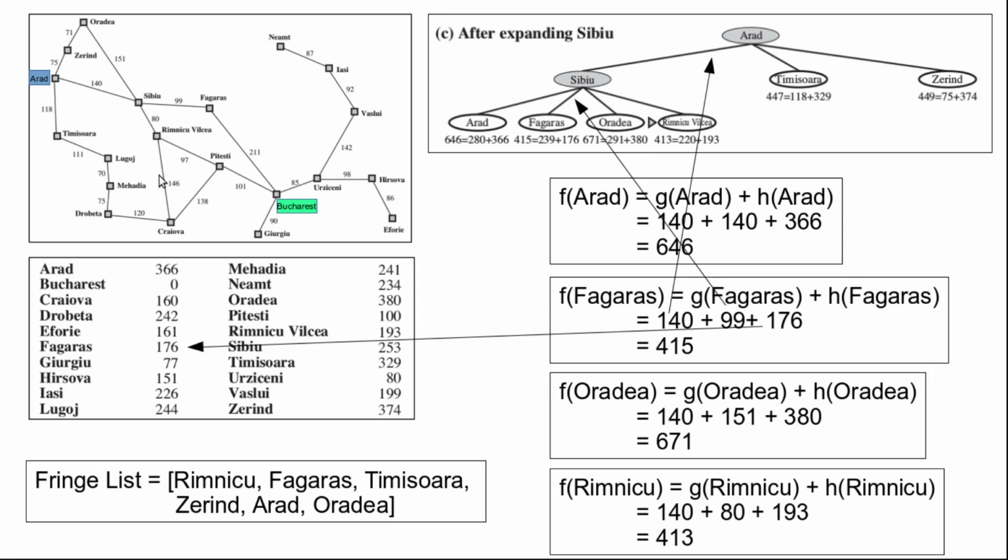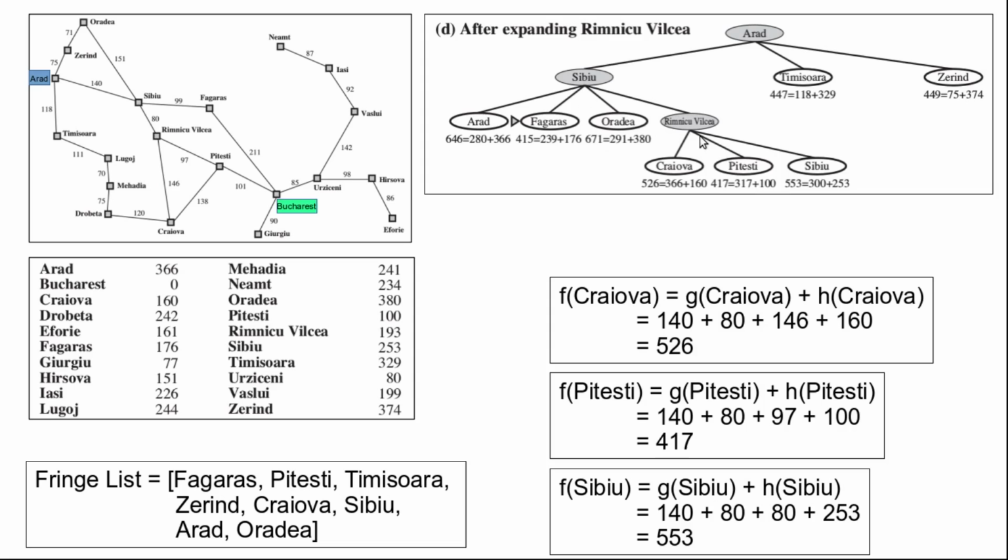And when we expand Rimniku, the possible actions are we can go to PTSD, we can go to Craiova, or we can go back to CBU. These are the three nodes that will be generated when we expand Rimniku. Now we have to calculate the F value for these three newly generated nodes. F value of Craiova will be G value of Craiova plus H value of Craiova, F value of PTSD will be G value of PTSD plus H value of PTSD, and F value of CBU will be G value of CBU plus H value of CBU.